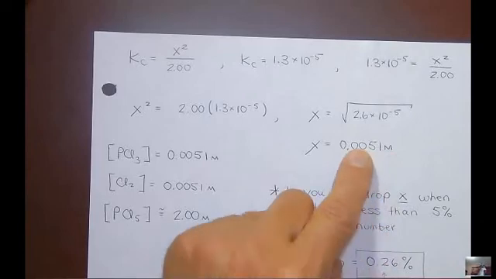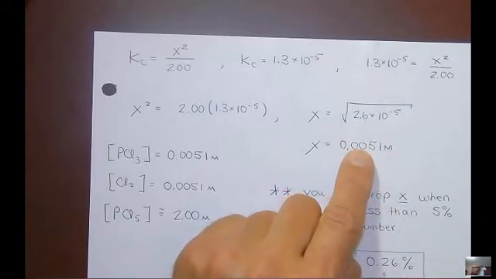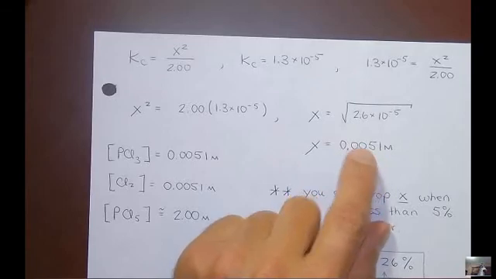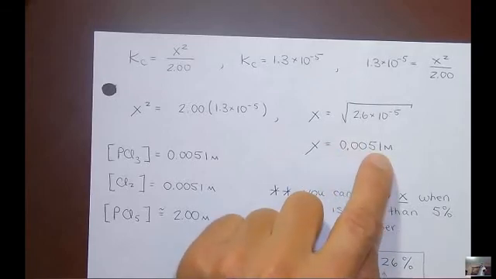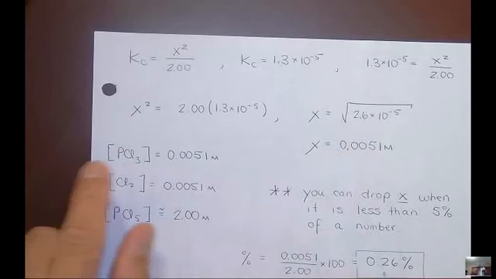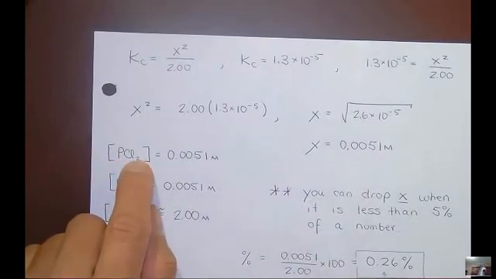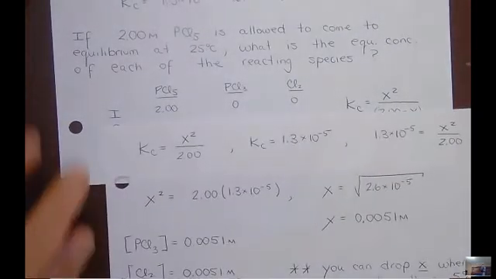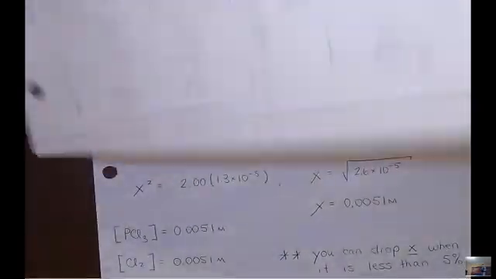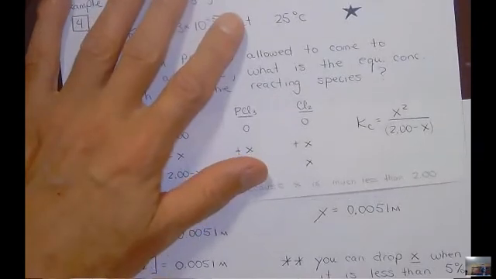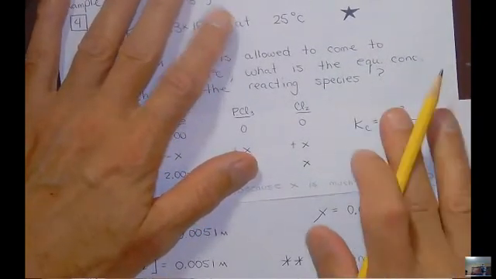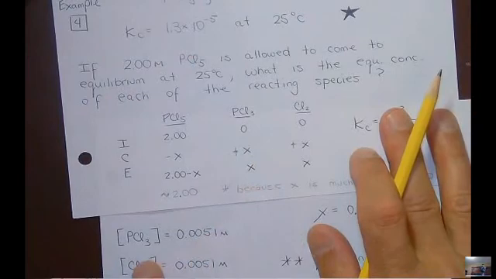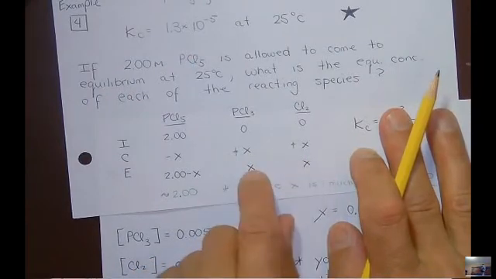Nowhere near it. You're going to see how small it is in a second. So I'm dropping this. 2 minus this number is so close it doesn't matter. So what is the concentration of PCl3? Well, go back. The concentration of PCl3 is x, right? So we need that. I just figured out that x is 0.0051. So that's the concentration of PCl3. It's also the concentration of chlorine because the concentration of chlorine is x.